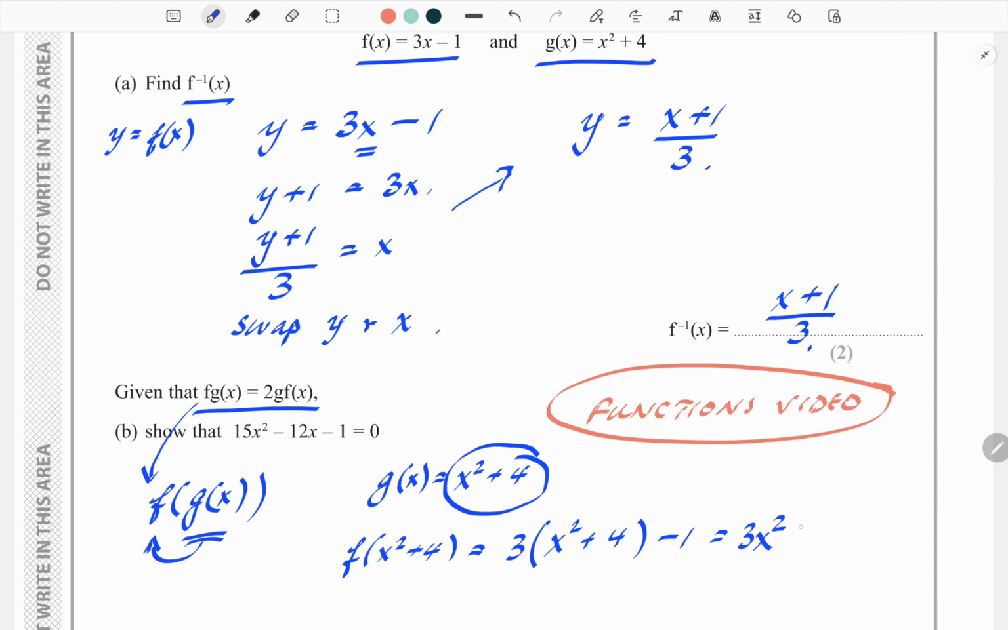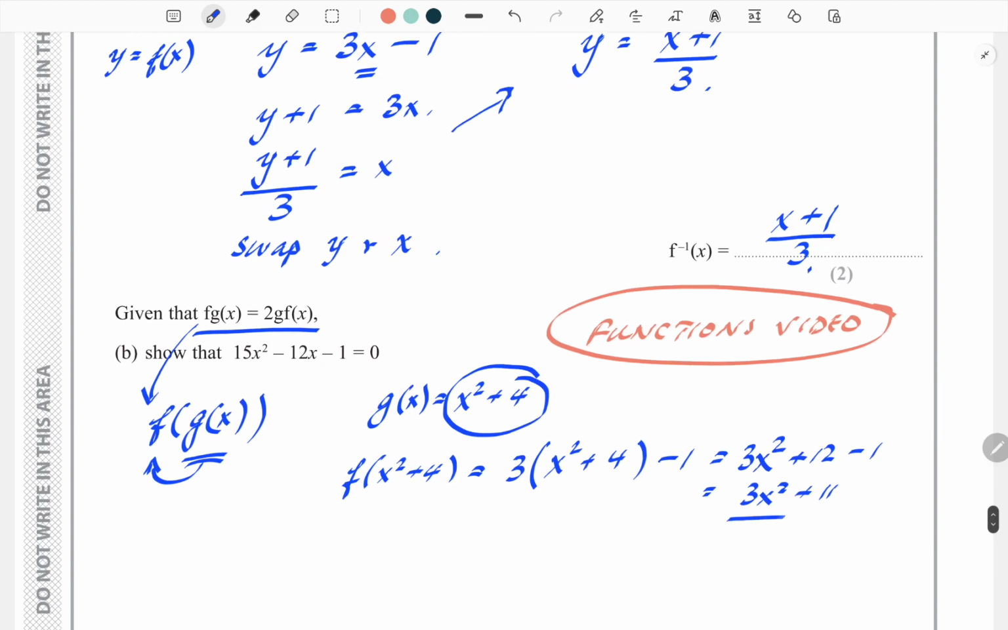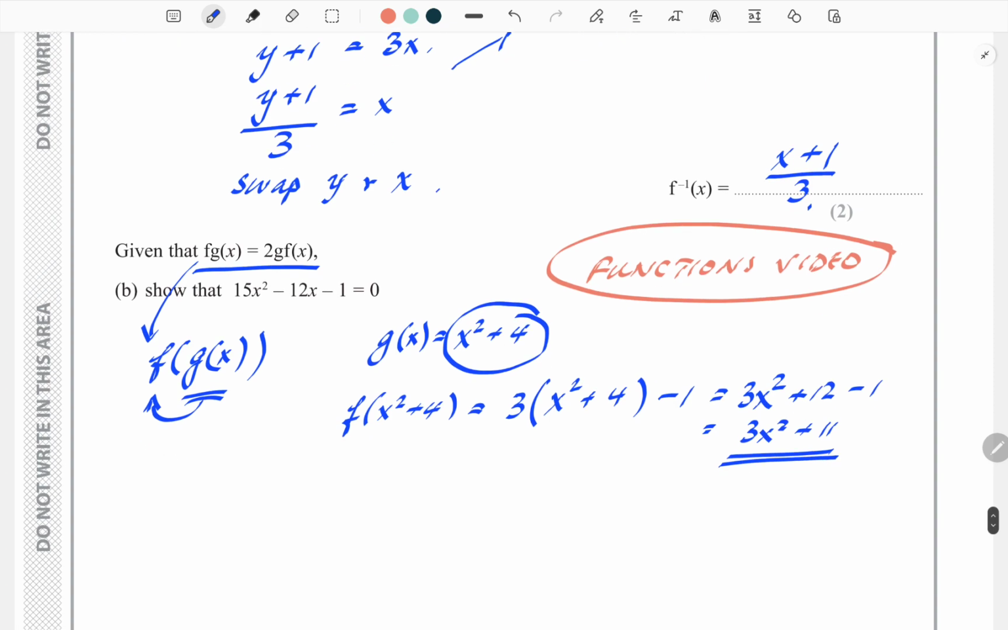Tidy that up, 3x squared. 3 times 4 is 12 minus 1. So 3x squared plus 11. All right. So that's fg of x. All right. So now we want to find g f of x. Okay, so this is step 1, if you like. Step 2, g f of x. We do exactly the same thing as we did before.